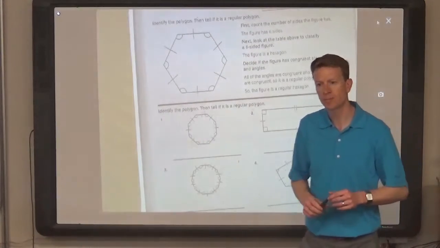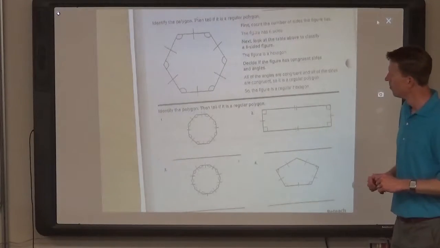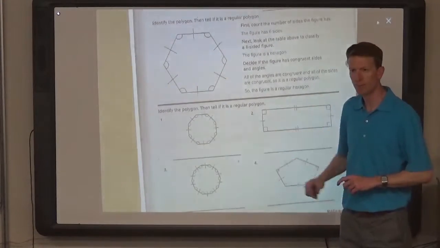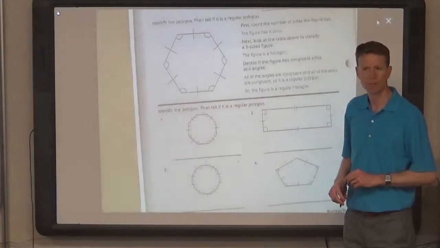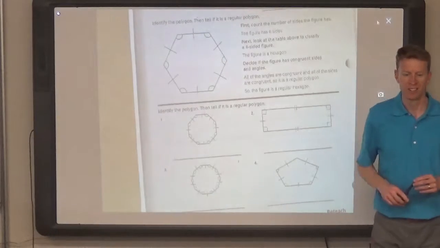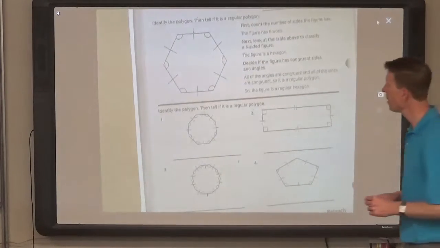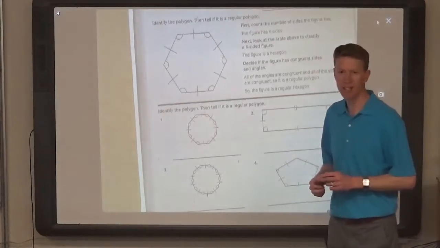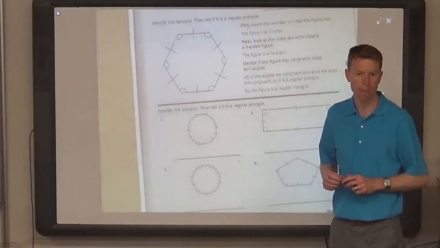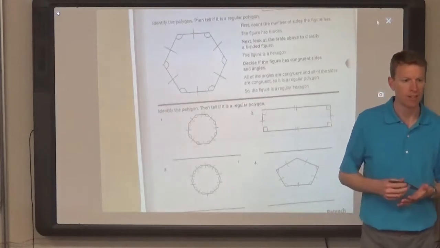Yes, you have a question? The bottom part where it says, tell if it's regular or irregular, would we just say I for irregular? No, right. Regular or irregular? Regular hexagon, irregular hexagon. Then also name it based on the number of sides it has. Okay?